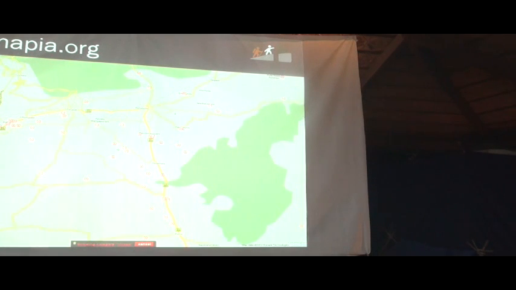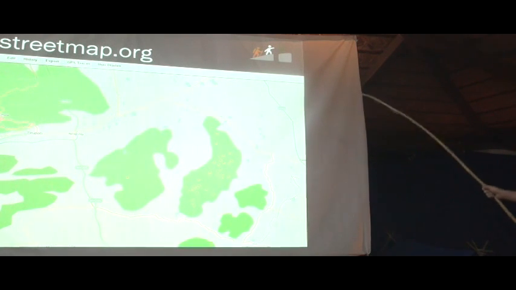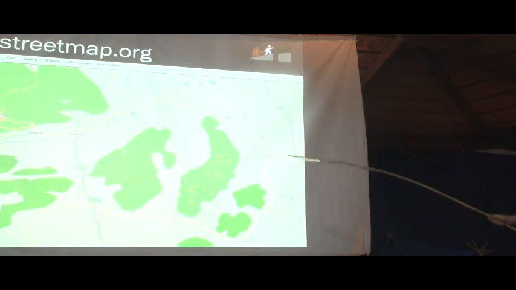Wikimapia is very useful because many people contribute to it. It has much more reference points than the normal Google Maps. Next one. OpenStreetMap is also very useful. Here again, people can upload their trails, so here again, you will find some smaller routes.